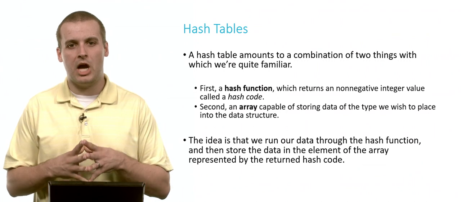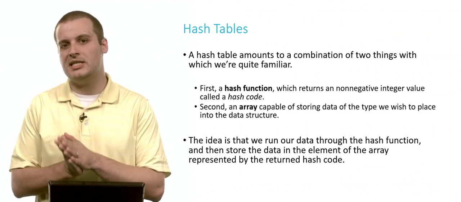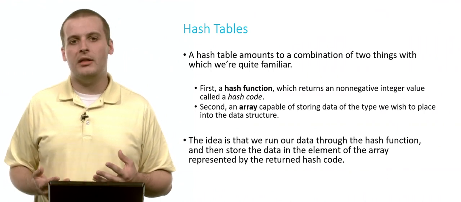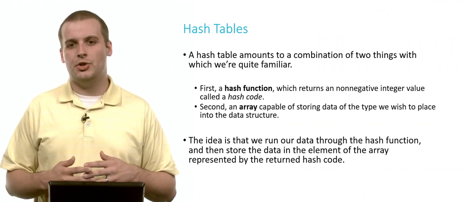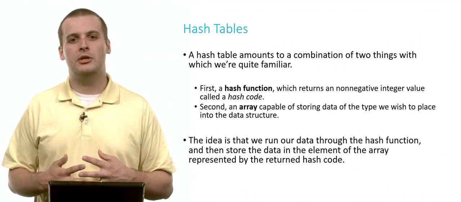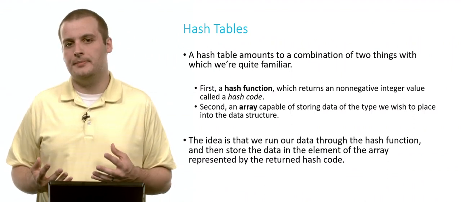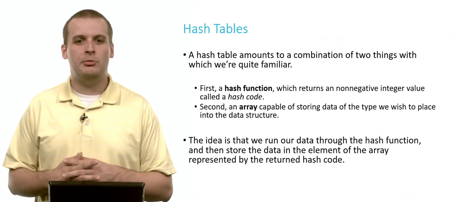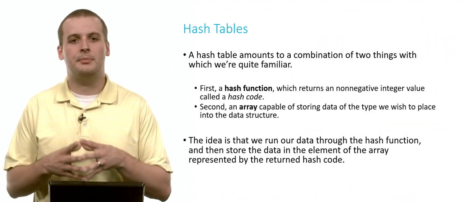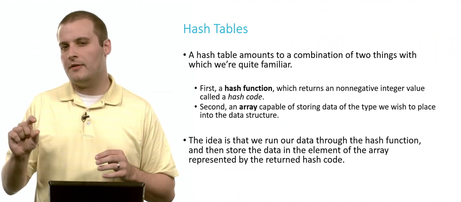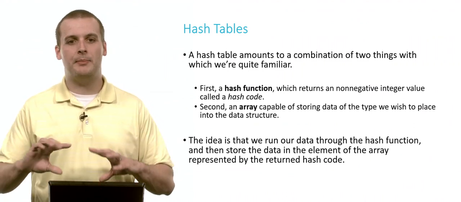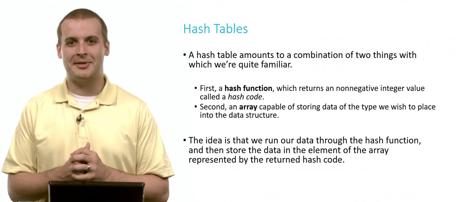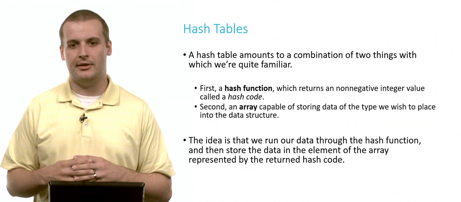So a hash table is a combination of two distinct pieces with which we're familiar. The first is a function, which we usually call a hash function. And that hash function is going to return some non-negative integer, which we usually call a hash code. The second piece is an array, which is capable of storing data of the type we want to place into the data structure. We'll hold off on the linked list element for now and just start with the basics of a hash table to get your head around it, and then we'll maybe blow your mind a little bit when we combine arrays and linked lists together.